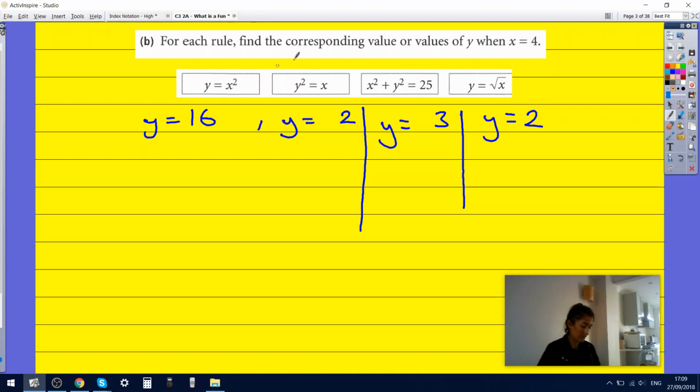So let's say this second one, y squared equals x, x is 4. Is there any other number that when you square it you get 4? Minus 2. Correct. So that's plus or minus 2. This one here, you said y squared equals 9, so plus and minus. That's right.